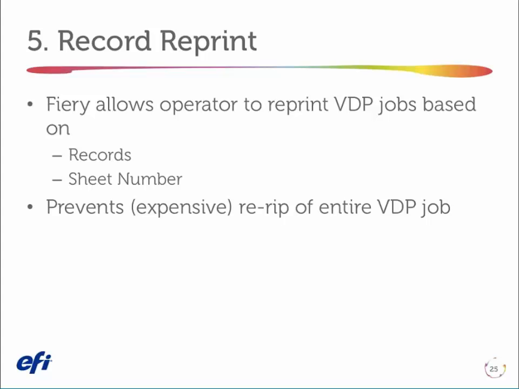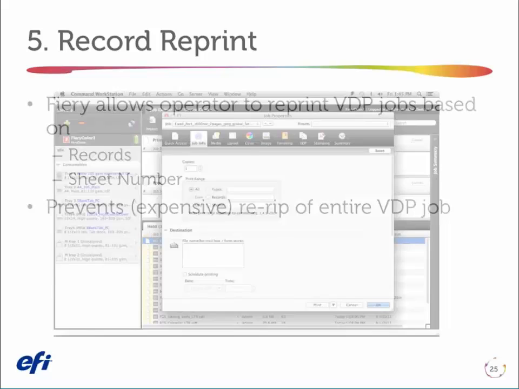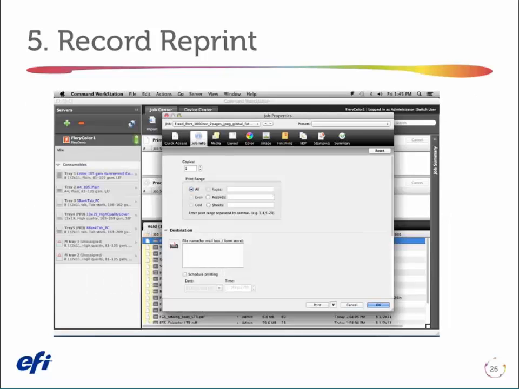Again, we all know it doesn't happen in your print shop, but when you do need to reprint sheets from a VDP job, record reprint will allow an operator to reprint sections in the job based on sheet number or record number. The screenshot I'm showing here shows job properties for a VDP document, and you will see that we have enabled the ability to set records, which is a record or a range of records, and sheets, which is a sheet or a range of sheets.